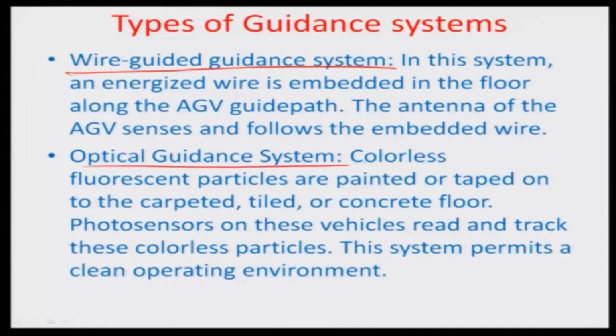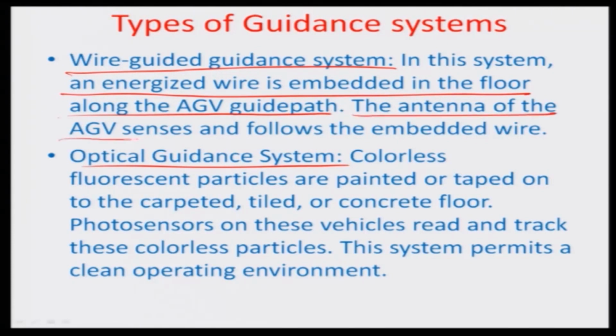So, typically there are either wire guided systems or optical guided systems. I will probably give you a brief of both. In the wire guided systems, an energized wire is embedded in the floor along the AGV guide path. The antenna of the AGV senses and follows the embedded wire, and wherever there is a path selection issue, you can do it with either a path switch or with some kind of frequency identifier. I am going to come into the detail of that just in the next step.